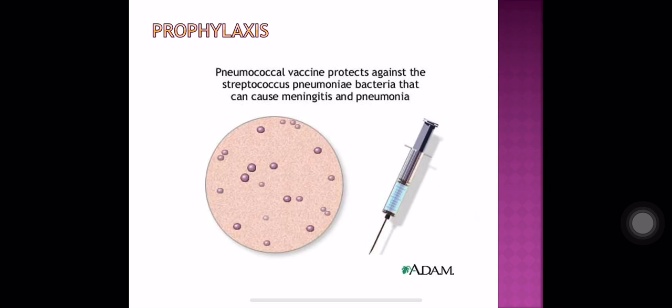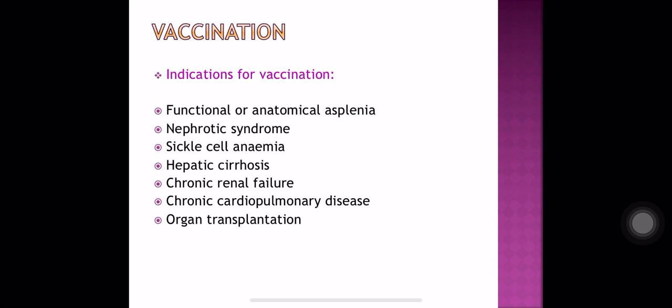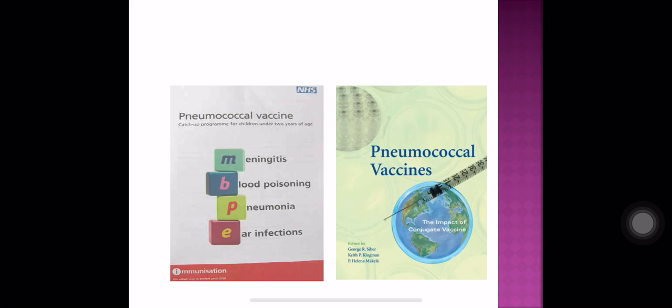For prophylaxis, there are pneumococcal vaccines which protect against the Streptococcus pneumoniae bacteria that can cause meningitis and pneumonia. Various categories of people who require vaccination include patients with sickle cell anemia, nephrotic syndrome, functional or anatomical asplenia, those with hepatic cirrhosis, chronic renal failure, chronic cardiopulmonary disease and organ transplantation.